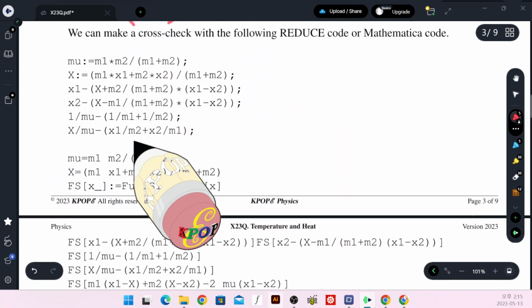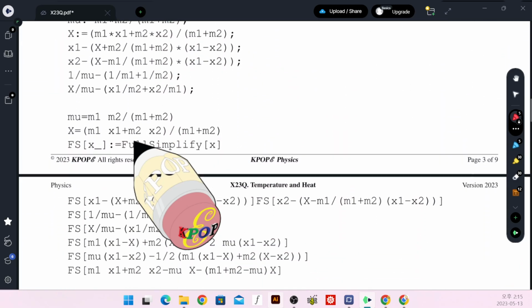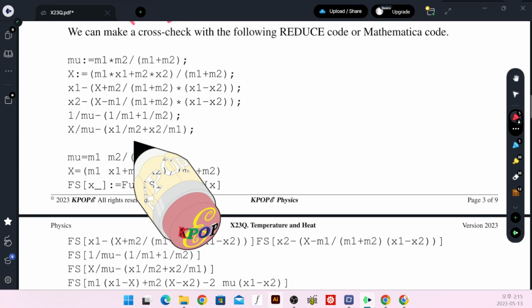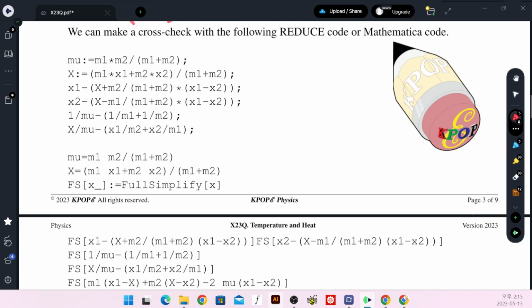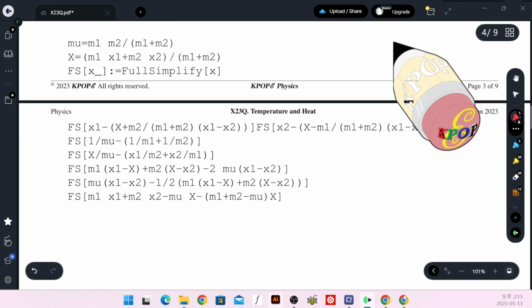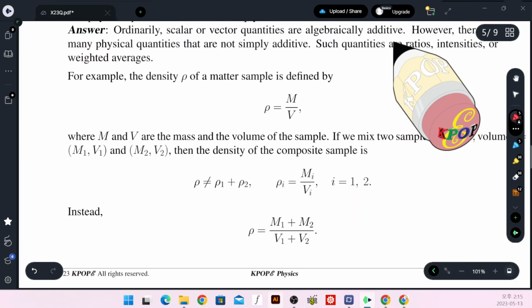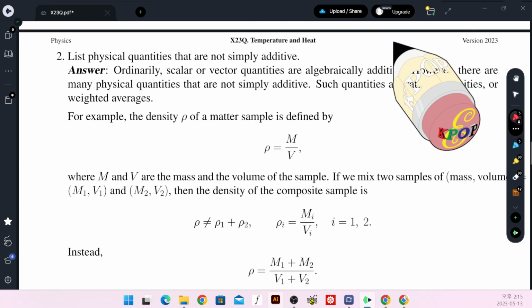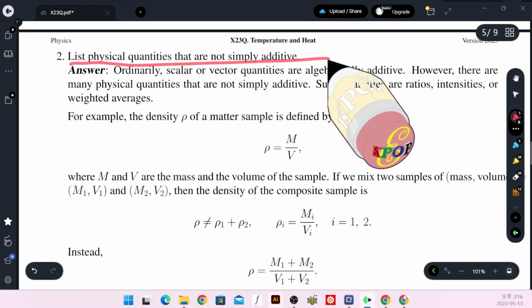You can reproduce those results, these tedious calculations, not by hand but by Reduce or Mathematica automatically. Next, we consider a list of physical quantities that are not simply additive.